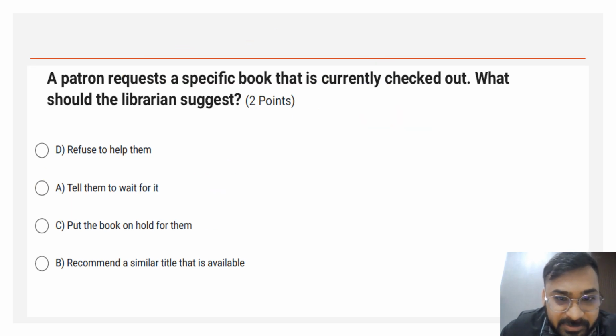A patron requests a specific book that is currently checked out. What should the librarian suggest? So these questions you need to understand. Refuse to help them? No, we do not. Tell them to wait for it? No, we cannot. Put the book on hold for them? Yeah, once it comes, put the book on hold for them.